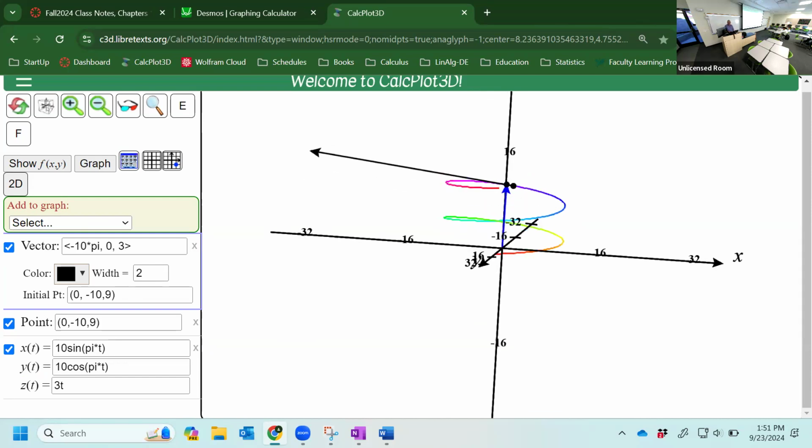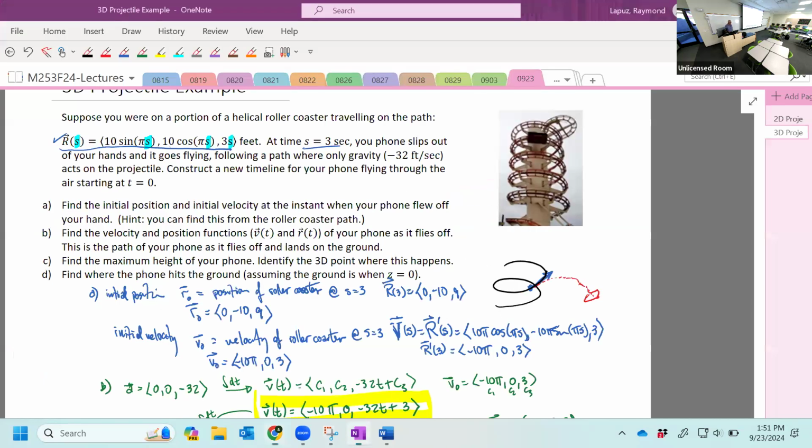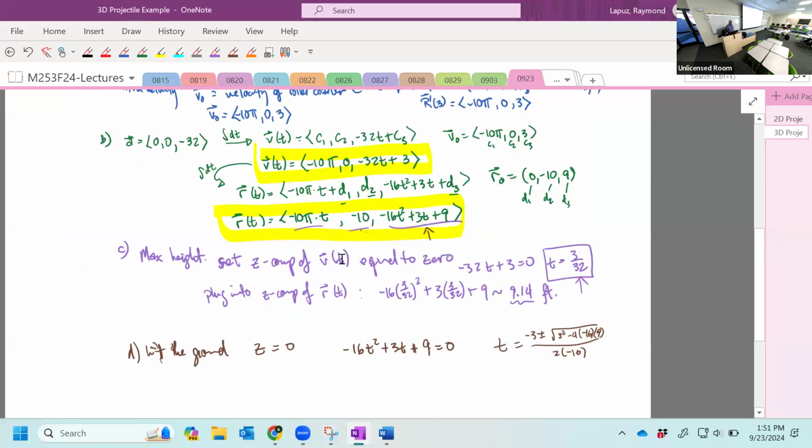And then we don't have time anymore, but if we were to graph this position of the phone, we'll see the path of the phone, and then we'll see it hitting the ground, and then you can use the graphing program to estimate what this quadratic formula is. That's what I wanted to do, but we don't have time.